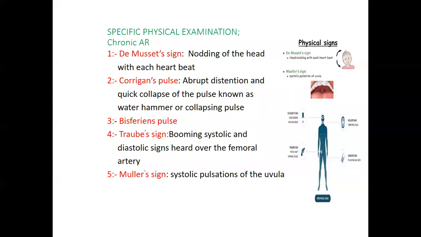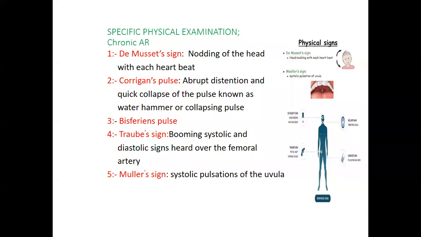If you see a patient with severe aortic regurgitation, his whole head and neck will be moving with each heartbeat. This is known as de Musset's sign. And Corrigan's pulse is the abrupt distension and quick collapse of the pulse. This is also known as a collapsing pulse, or the water hammer pulse, of a patient who has severe aortic regurgitation.